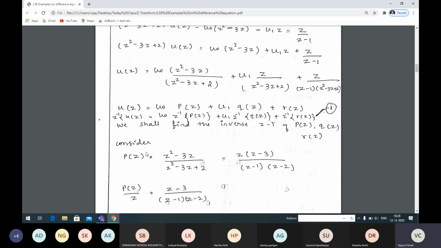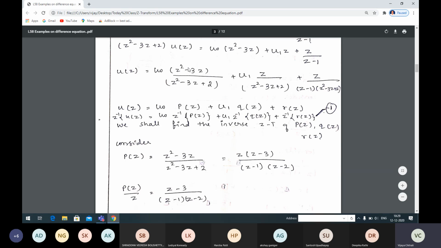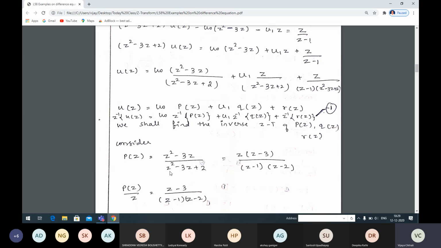So first consider p of z. This is p of z, this is q of z, and this is r of z, right? So first, p of z is equal to z square minus 3z divided by z square minus 3z plus 2. See the numerator here. Z is common, so take it outside. So we'll get z into z minus 3.